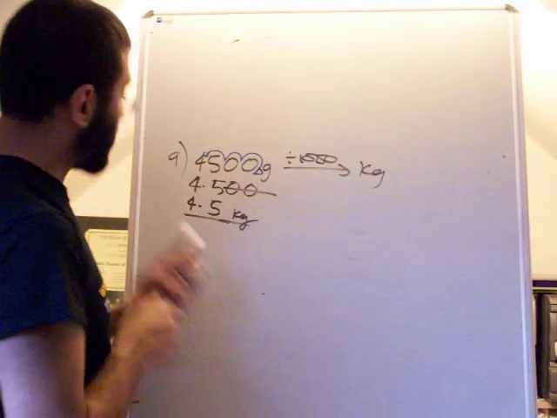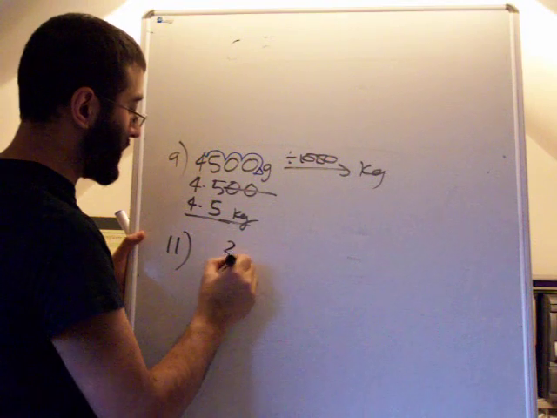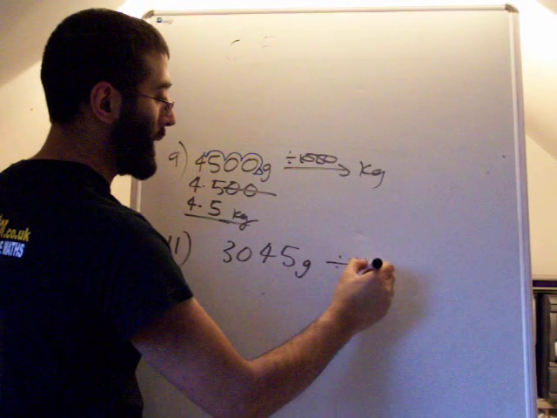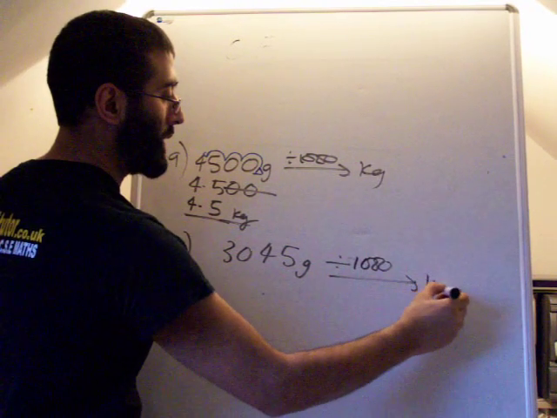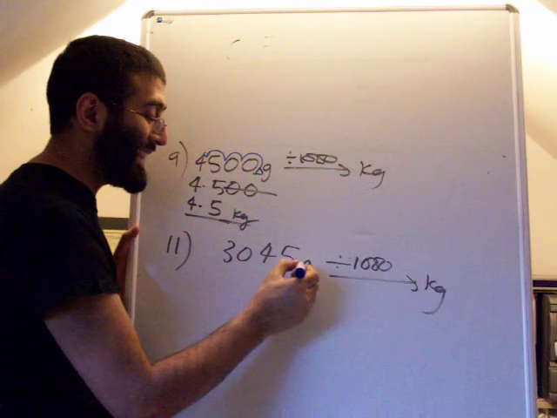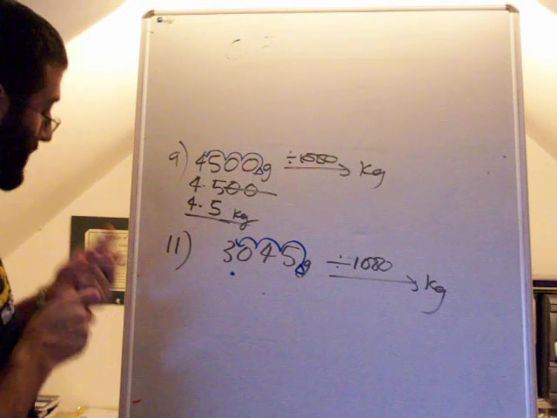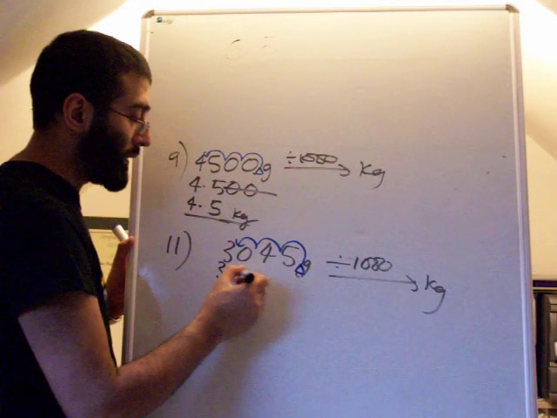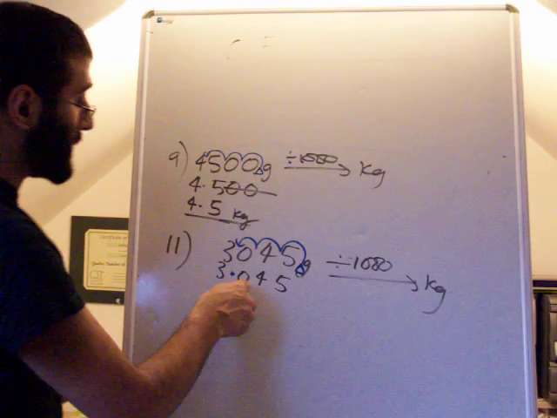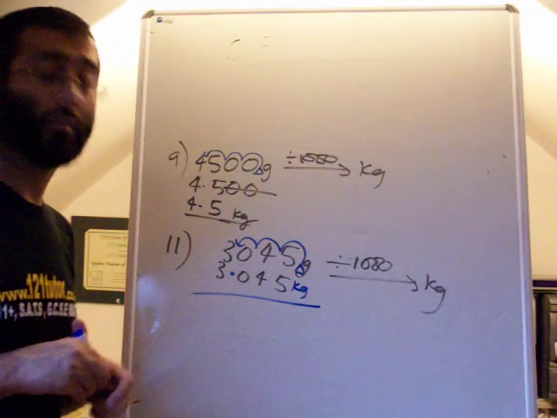Next we have question number 11. Number 11 is 3,045. We divide that by 1,000 to change into kilograms. Find the decimal point. The decimal point is where? It's at the end. 1, 2, 3. Decimal point lands there. So we have 3.045. And actually here we can't get rid of anything because the 0 is in the middle of the number. It's important. So what we need here is just the kilograms, and that one's done.